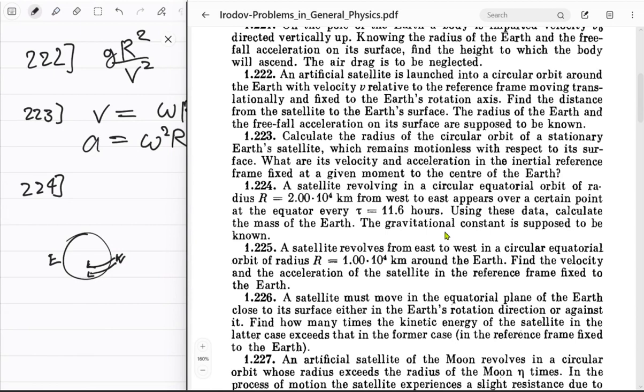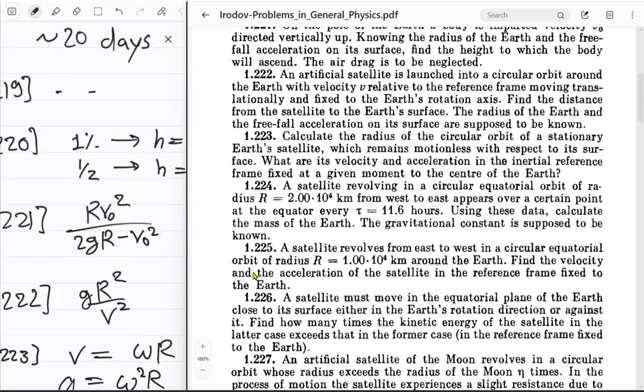Whatever. So, sorry, once again, what should I do now? A satellite revolves in a circular equatorial orbit of radius something from west to east, appears over a certain point. So with respect to this guy, its angular velocity is such that it appears in a time period equal to 11.6 hours. Fine. So 2 pi upon that. Okay, doable. Its radius is given, so you can figure out the angular velocity. Yeah, that's the way. So once again, what was the angular velocity?